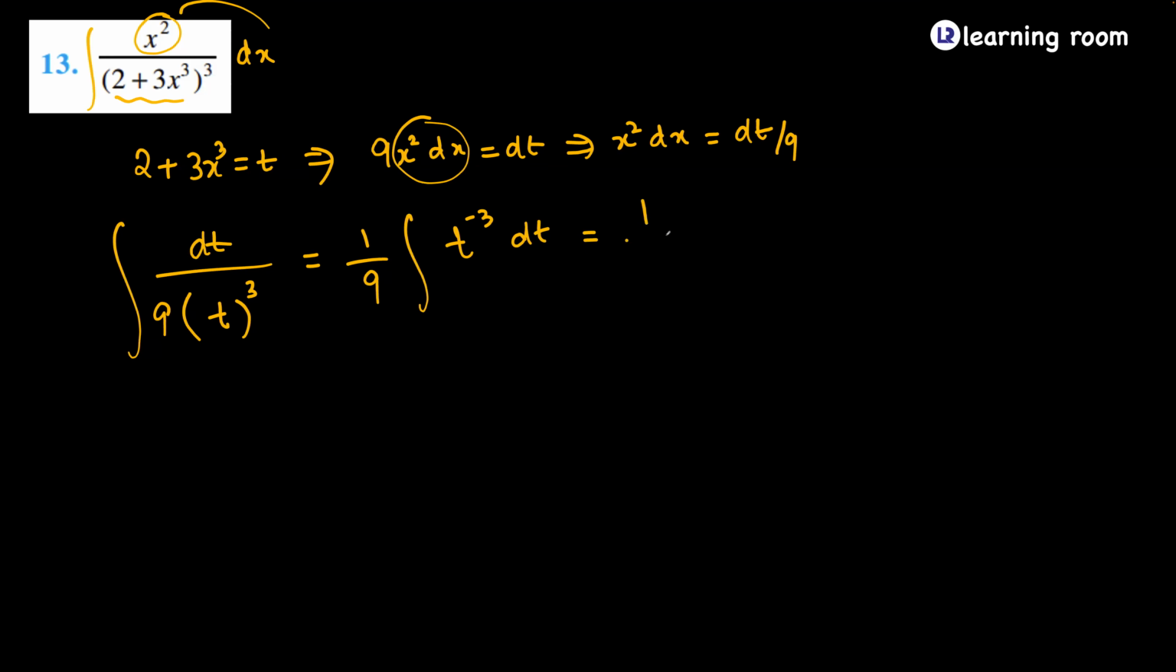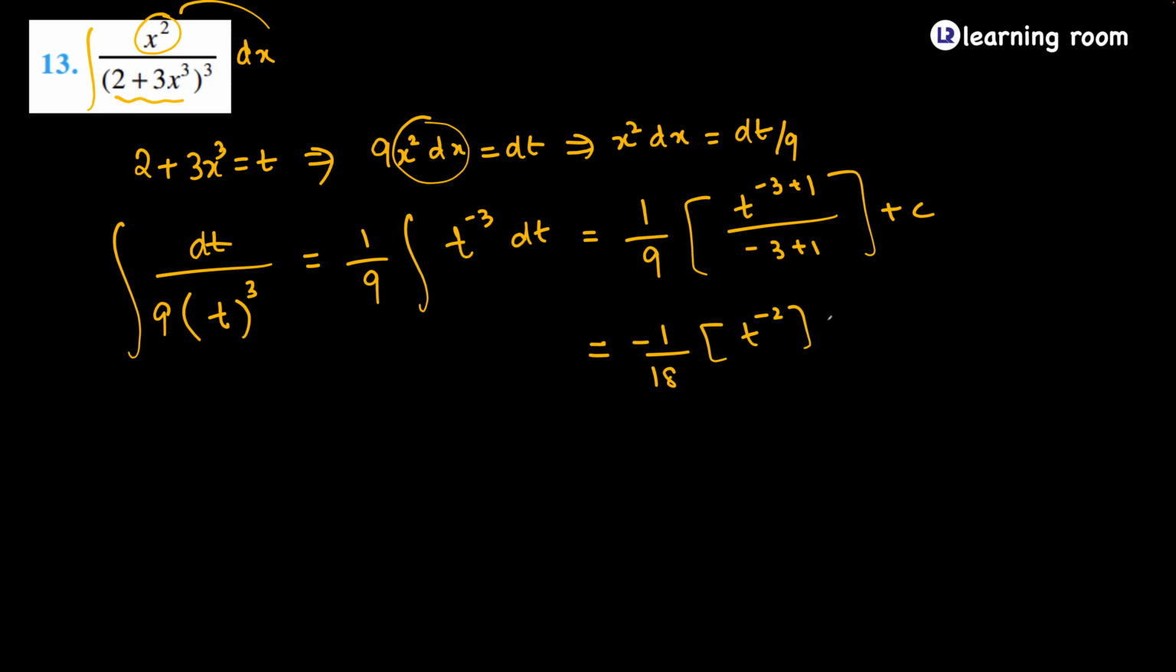So 1 by 9 times, what is the integral of t power minus 3? It will be t power minus 3 plus 1 divided by minus 3 plus 1 plus c. So this is minus 2. So it will be minus 1 divided by 18 into t power minus 2 plus c. So minus 1 by 18 times t square plus c. So minus 1 divided by 18 into, what is the value of t square? It is 2 plus 3x cube the whole square plus c. So this will be the answer. I hope you are checking the answers at the back also.